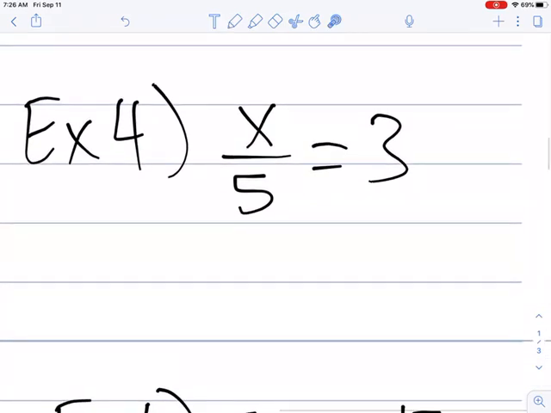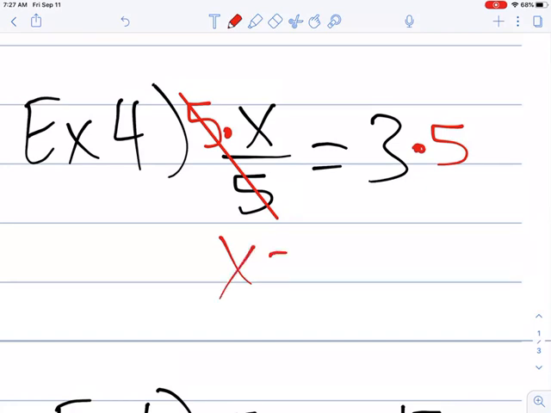And here I'm looking at x over 5, which means x divided by 5. So in order to do my opposite, I'm going to multiply by 5. And same deal, it's going to do 5 divided by 5 is 1. But then I have to do the same thing over here. I have to multiply by 5. So whatever I'm doing to one side, we've got to do to the other. So now I've got x equals 15.